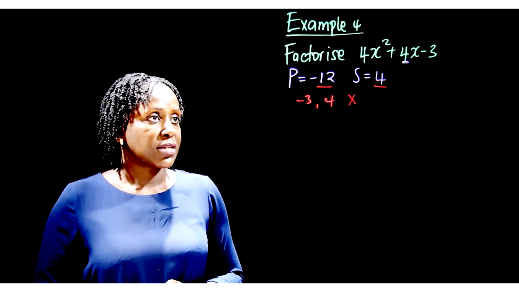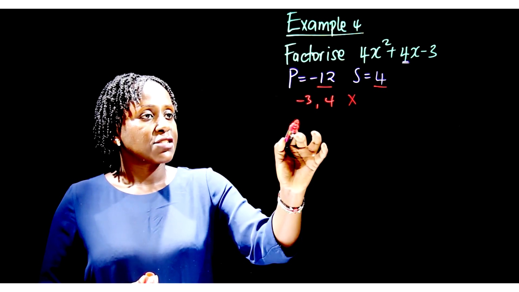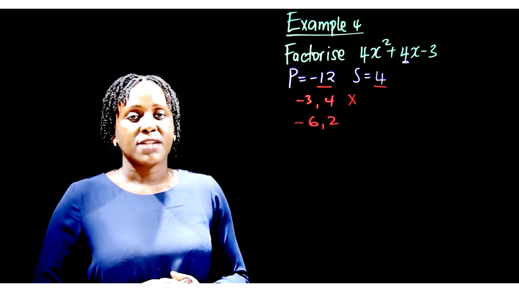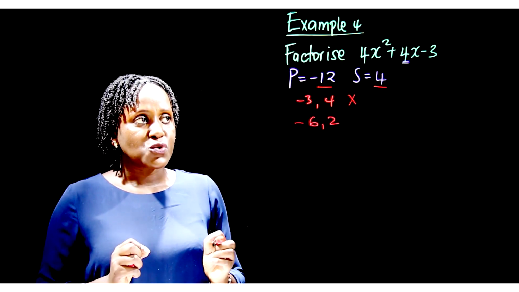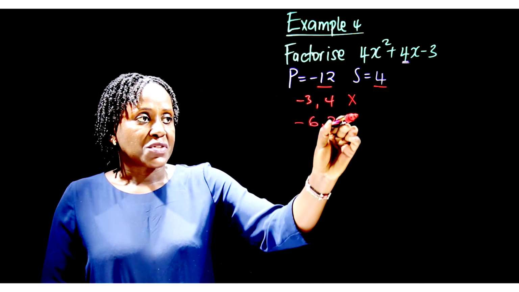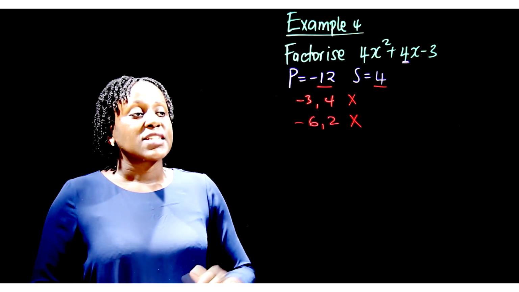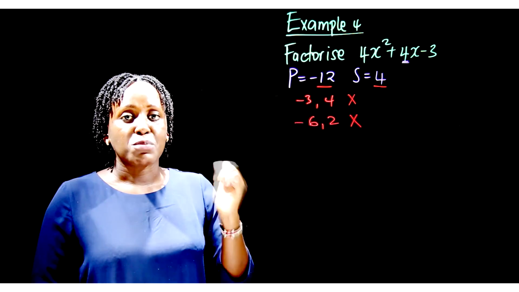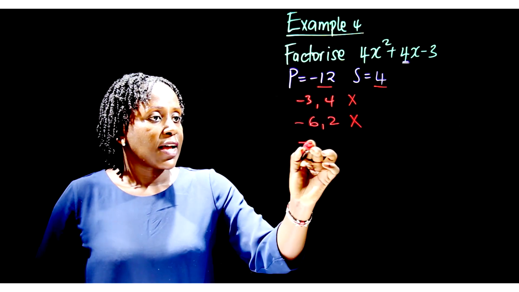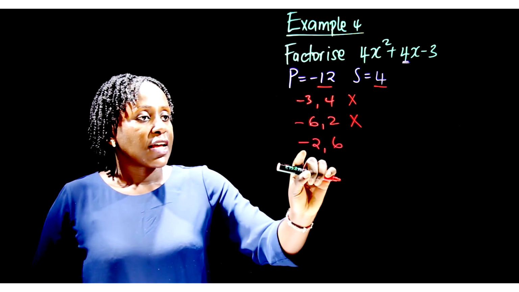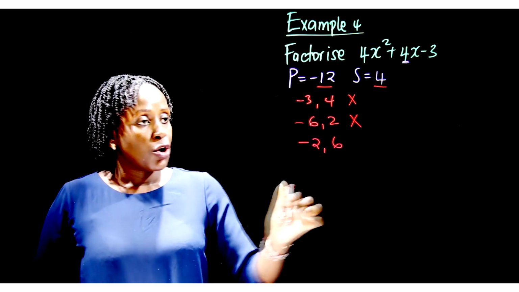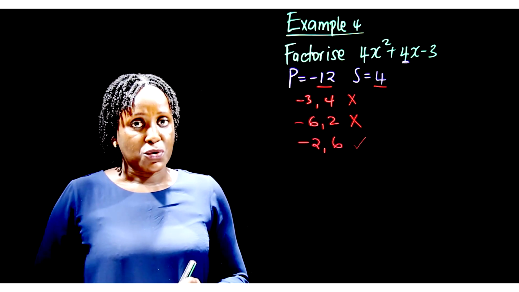Let's try another set of numbers. So we have negative 6 and then 2. Negative 6 times 2 is negative 12. Negative 6 plus 2 is negative 4. We need positive 4, so we can't use this. That is why I stated that the smaller number is the one that needs to be negative so that the sum can be positive. So let's look at negative 2 and 6. Negative 2 times 6 is negative 12, and negative 2 plus 6 is 4. So these are the numbers that we are going to use.